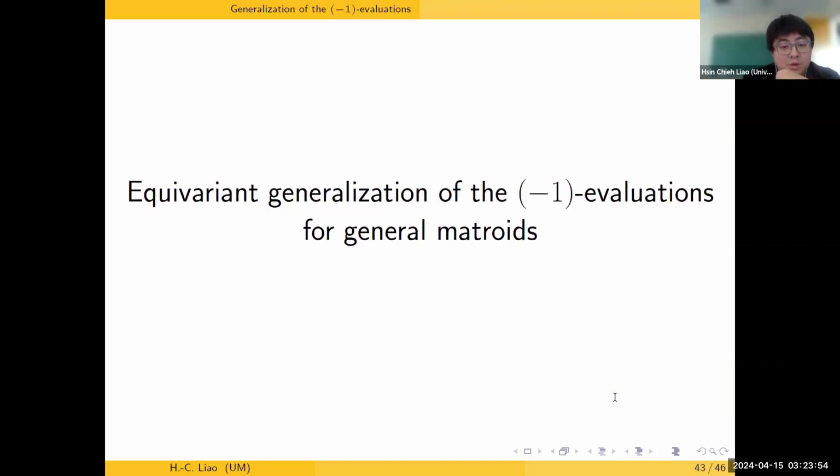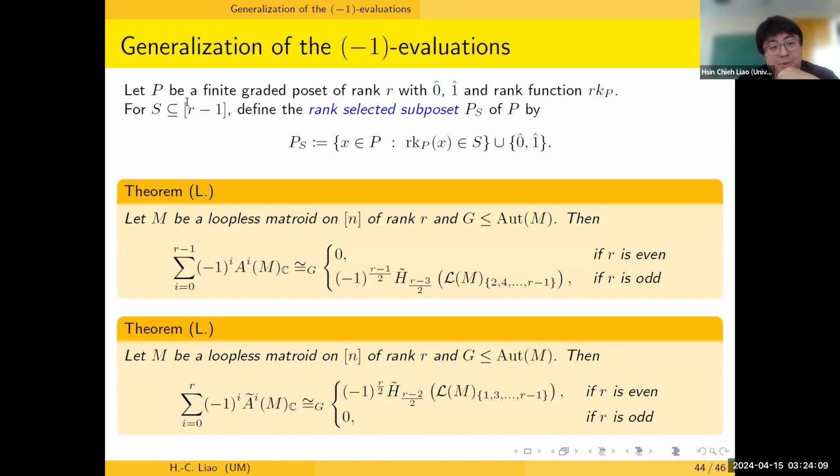And we further found that these results can be generalized to the equivariant setting and to general matroids. So now let P be a finite graded poset with rank R, with minimal and maximal elements 0 hat and 1 hat, and rank function rk_P. For a subset S of the set 1 through R minus 1, we define the rank-selected poset P_S to be the elements in P whose rank is in S, and then we join the bottom and top elements.